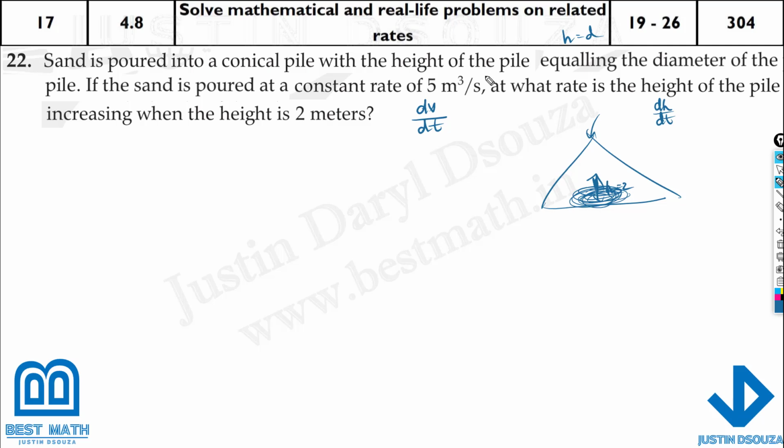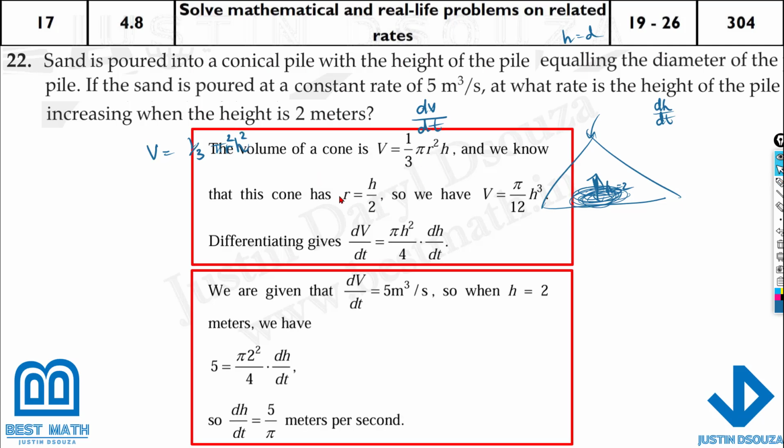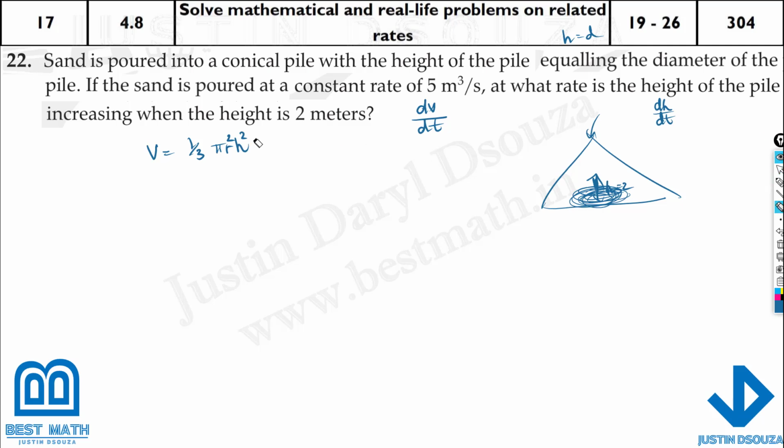Now let's see which formula to use. We have to use the volume of a cone because they've told clearly a conical pipe. So V is equal to 1/3 pi r squared h. Sorry, it's not h squared, it's r squared h. Yeah, that's the formula. H is not squared. I was just confused.